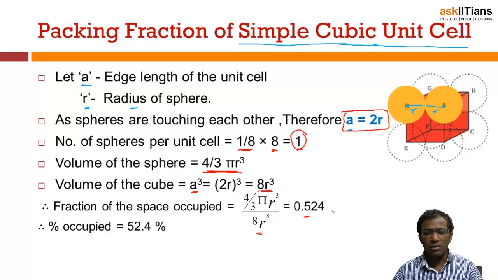If you convert it into percentage, you have to multiply it by 100. So if you multiply it by 100, you will get 52.4%. So this is the packing fraction or packing efficiency of a simple cubic unit cell. Which is only 52.4% efficient, and the remaining percentage is the void percentage, which is empty space. So this is not a close packed structure. Only about 50% of the space is occupied and we are leaving the other 50% of the space vacant. So this is not a very efficient way of filling the particles.